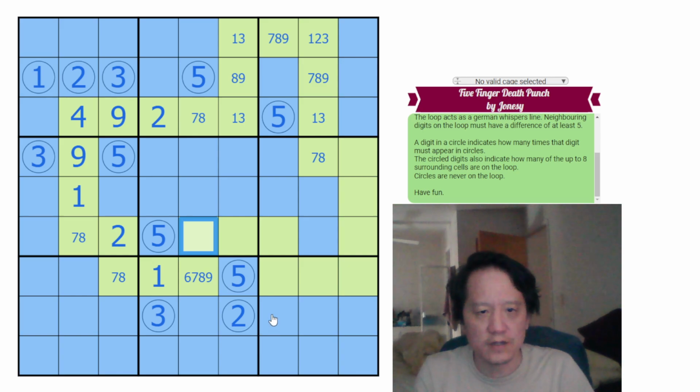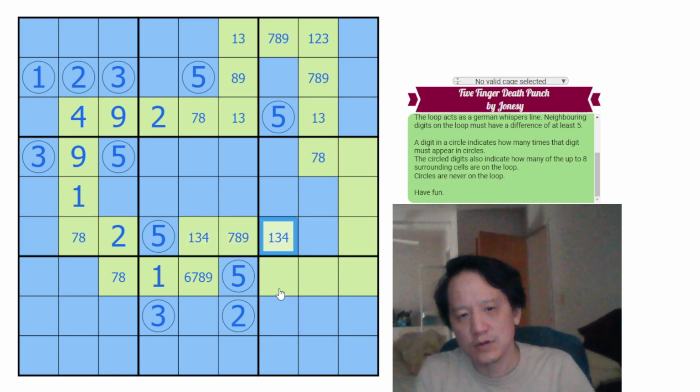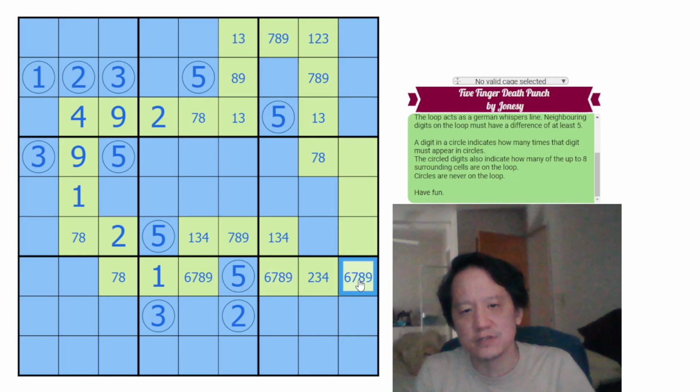6, 7, 8, 9. This is 1, 2, 3, 4. This is 7, 8, 9. 1, 2, 3, 4. No 2. This could be 6, 7, 8, 9. 1, 2, 3, 4. 6, 7, 8, 9. So this cannot be 6. So this has to be the 6, which makes that 1. So this can't be 1.